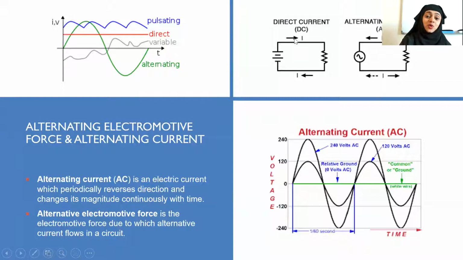So the current will flow in one single direction. Such currents are called direct current, and they will have the same magnitude. Here in this graph, which is drawn with time taken along the x-axis and current or voltage along the y-axis, this red line represents direct current. See, it's going in the same direction. It's not becoming positive and negative. It's in the same direction and its magnitude is not changing. Such currents are called direct currents.